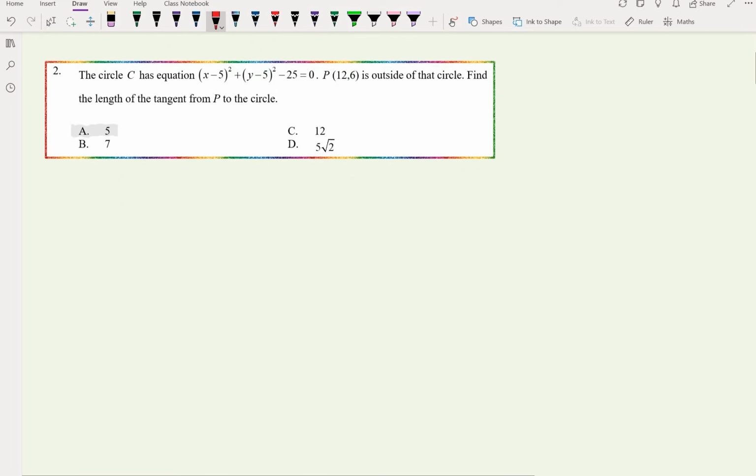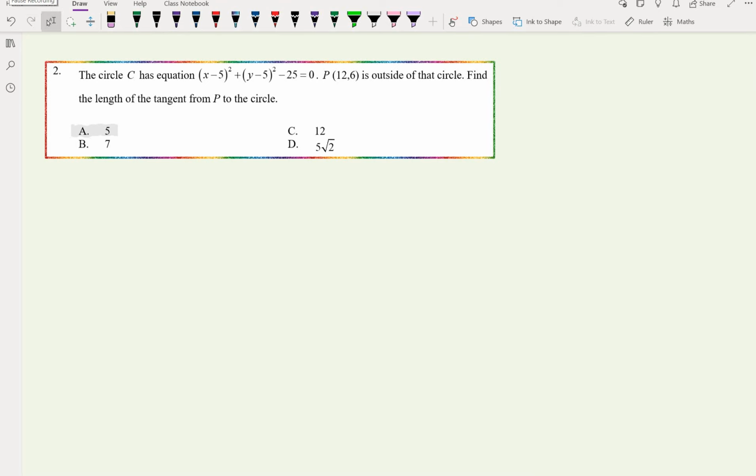So next adalah soalan nombor 2. The question says that we have circle C which has equation x minus 5 square plus y minus 5 square minus 25 equal to 0. So we have a point P yang mana this point is outside of that circle. So we need to find the length of the tangent from point P to our circle.